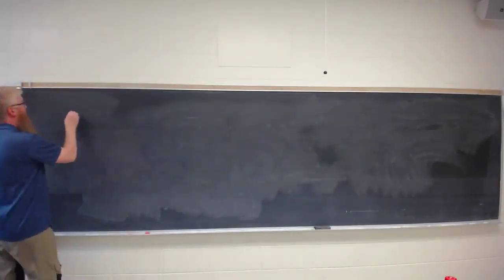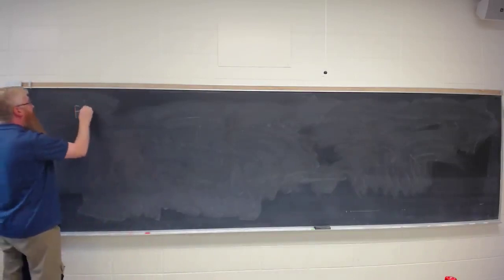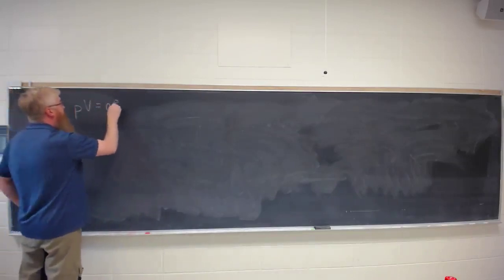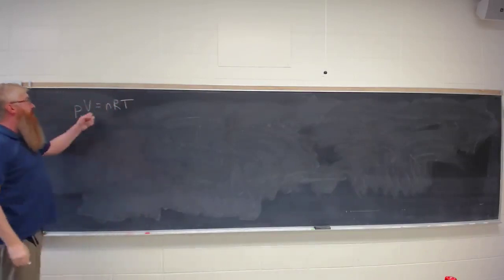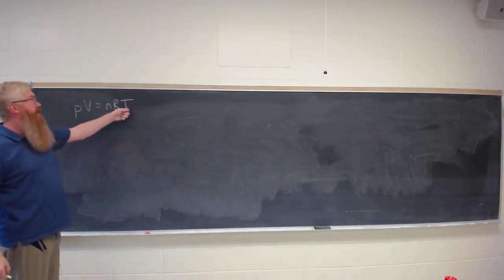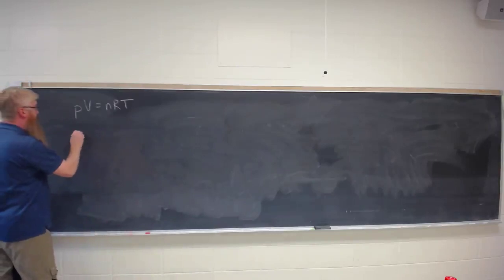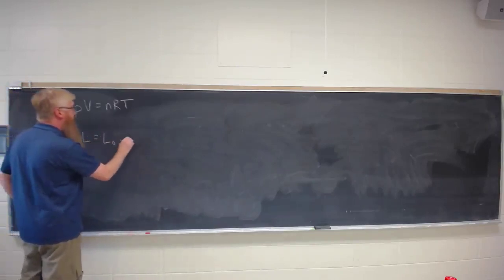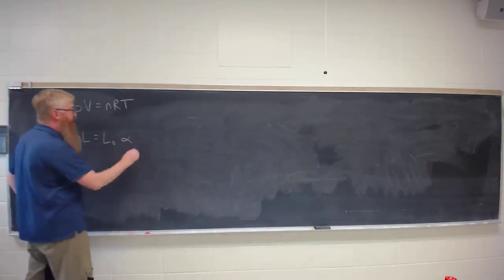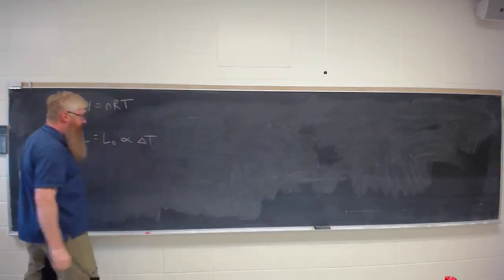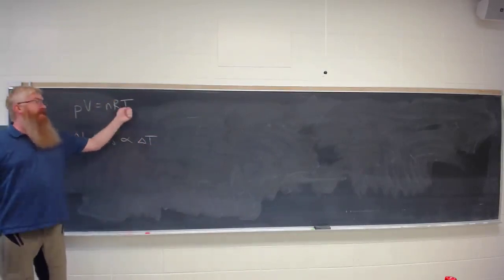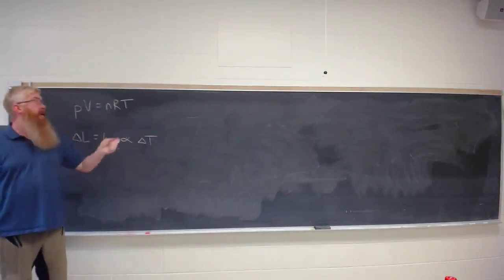So you have, and we'll get to this, equations like the ideal gas law, where pressure times volume is equal to the number of moles times the gas constant times temperature. Or you'll get something like the change in length is the original length times the coefficient of linear expansion times the change in temperature. Delta T and T are different things, right?